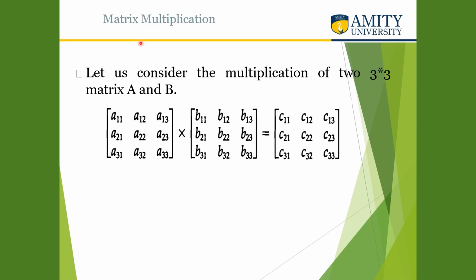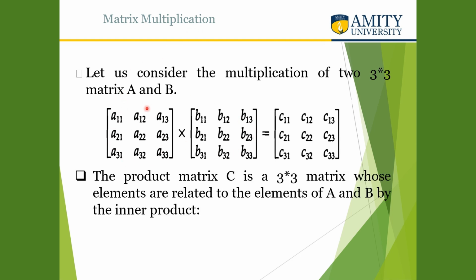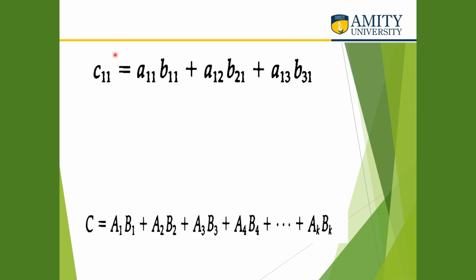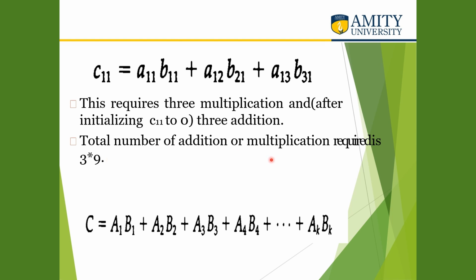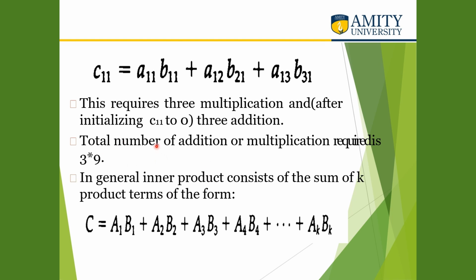So we can consider matrix multiplication as an example, right? This also involves a large number of operations, with two matrices being multiplied. So for a basic program, it's going to be huge and time-consuming. Fine. So the 3 by 3 matrix is multiplied by this formula, where A[i][k] is multiplied by B[k][j]. Fine. So this requires 3 multiplications and 3 additions. The total number of multiplications and additions required is 3 into 9, so that will be 27 different operations to be performed. Okay. The general inner product consists of the sum of k product terms of this form.